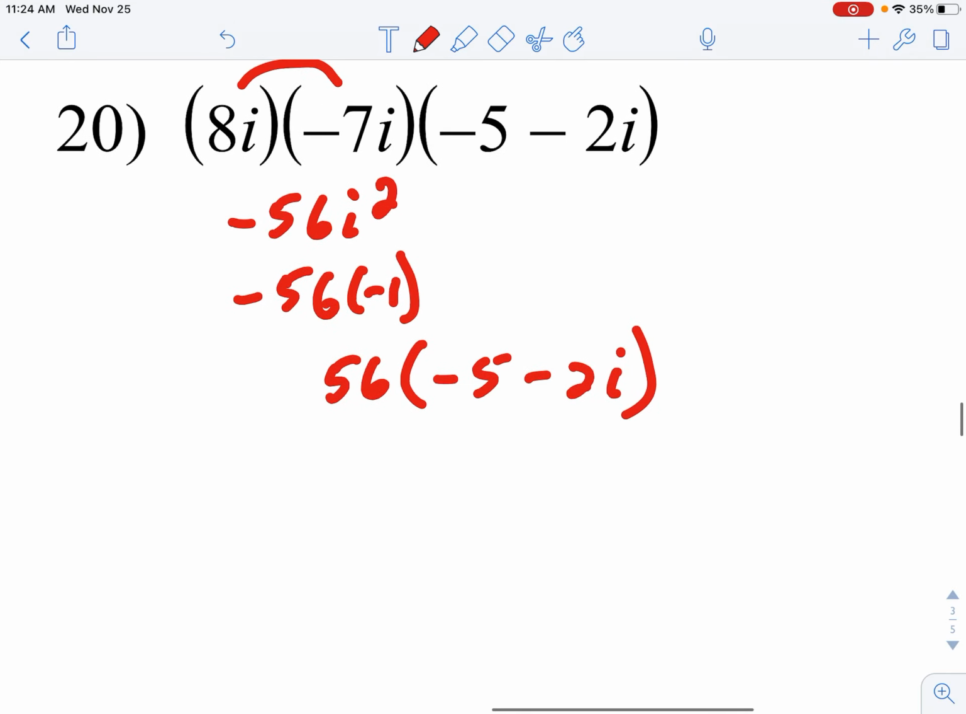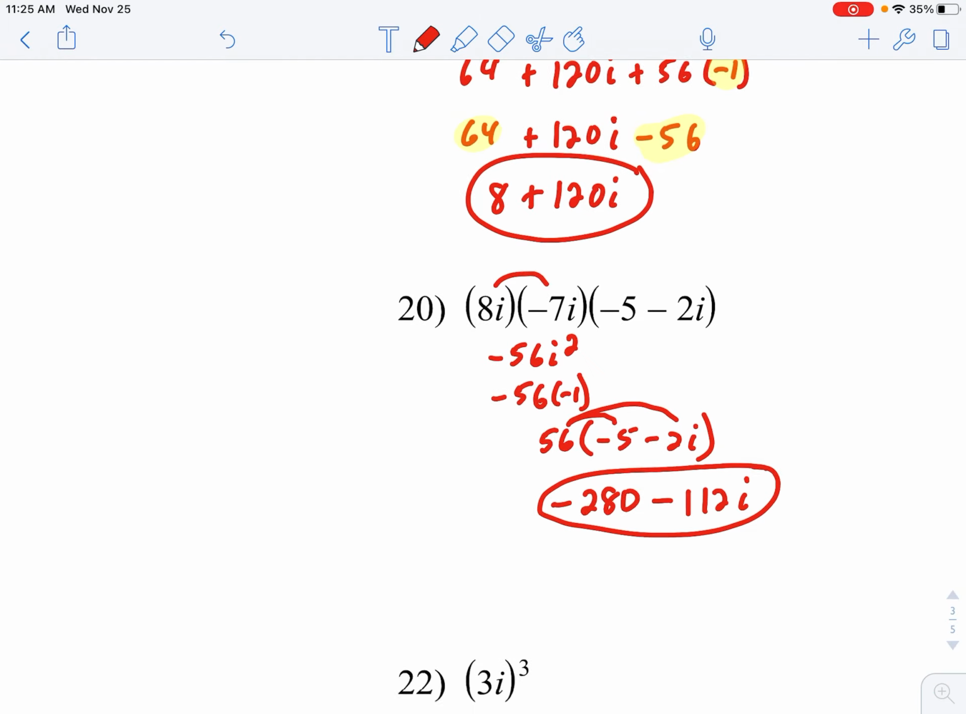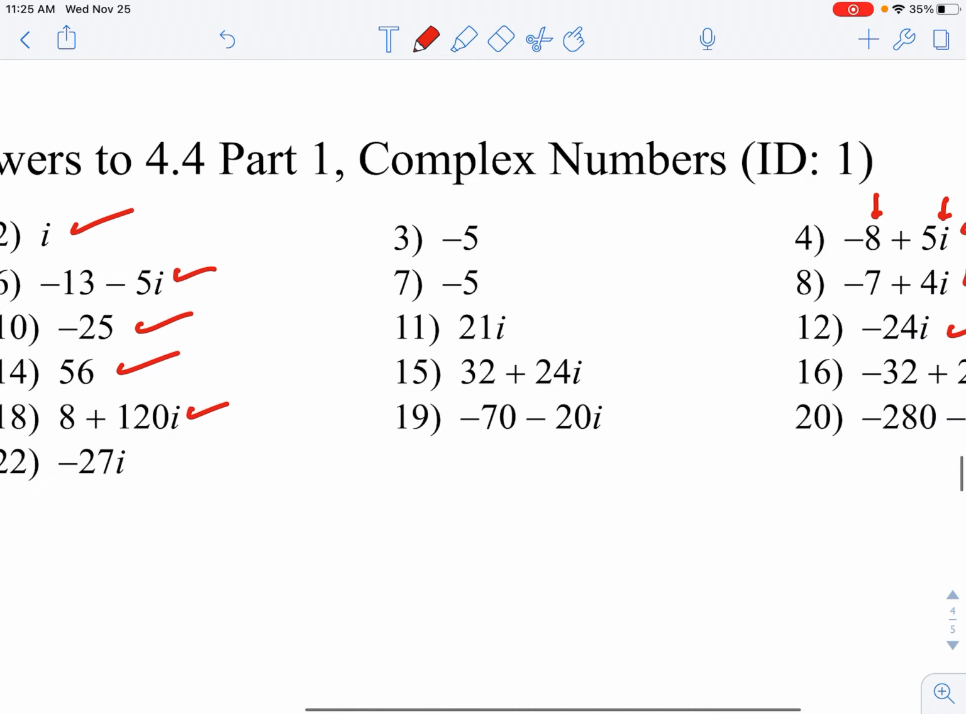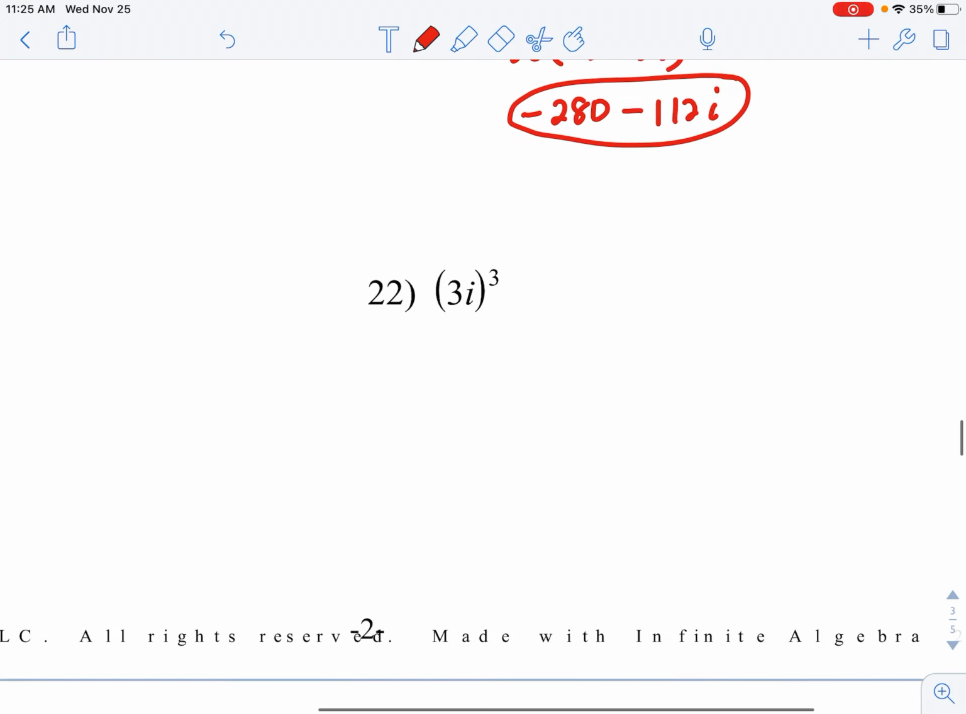Now the thing I told you to ignore, just bring that down. And then continue to multiply. So we have the distributive property here. 56 times -5, positive times a negative is negative. That's what, -280 plus 3,280? And then 56 times -2 is minus 112i. Use a calculator if you're not going to do all that multiplying in your head. Totally okay. But that is the answer for number 20. Right there. One more and we're done.